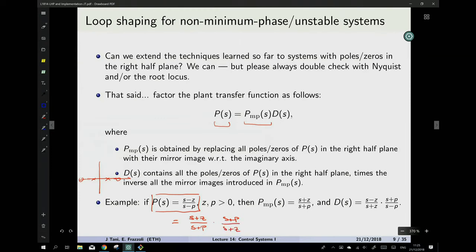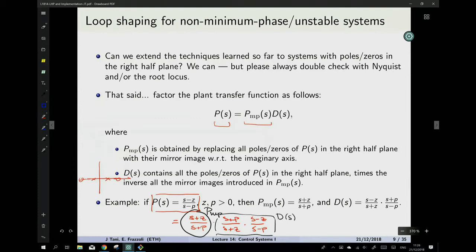So basically, we did nothing just by writing this. We are multiplying whatever it was before by 1, right? They cancel out. It's just mathematical trickery. Times whatever was there before, S minus Z over S minus P. Okay? By doing this, now you've got a nice minimum phase plant, and whatever else is what we call D of S.